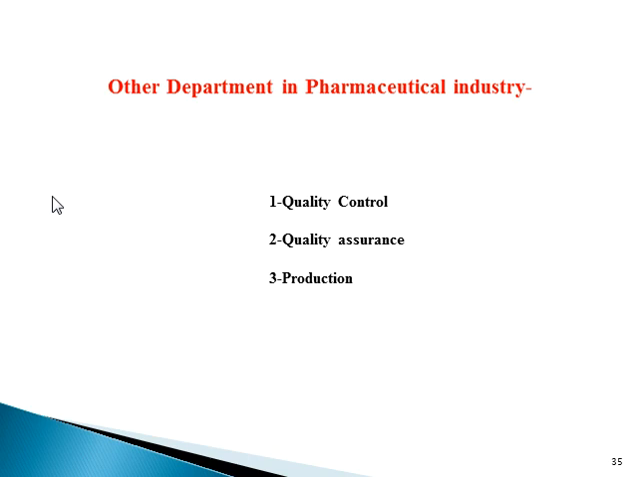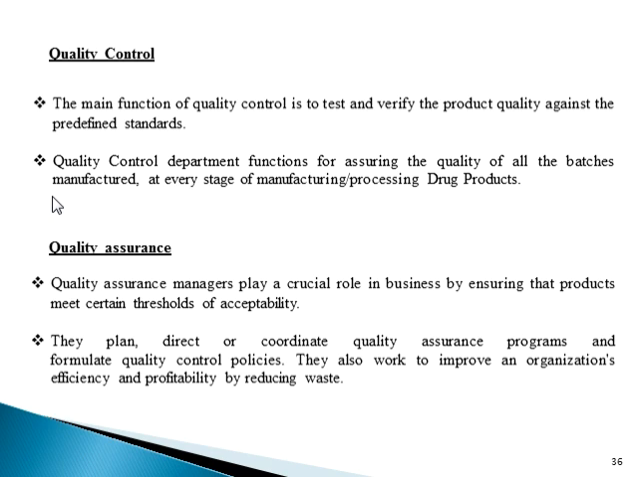Other departments in the pharmaceutical industry: there are many departments, but I have mentioned the main ones here: quality control, quality assurance, and production. What is the role of quality control? The main function of quality control is to test and verify the product quality against predefined standards. If any product has been formed, they have to check its quality and compare it with predefined standards. The quality control department assures the quality of all batches manufactured at every stage of the manufacturing process of the drug product.